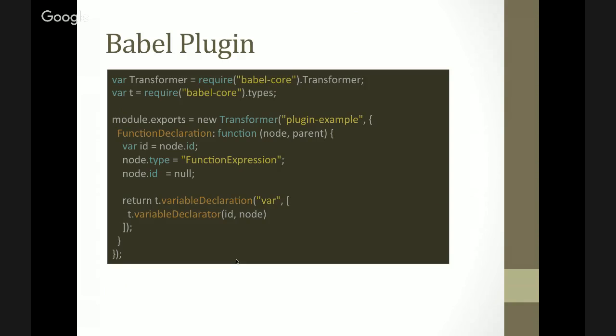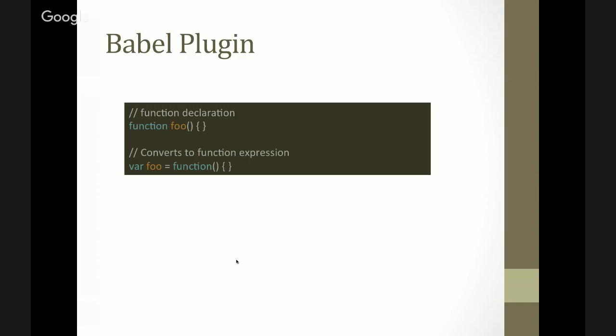If it can't handle it, it'll just ignore it, right? So there we're saying I only worry about function declaration. That's all I care about. And if I find a function declaration while going through this AST, I will first get the ID from it, and then I'll change the type of this node from a function declaration to a function expression, and then I'll null out the ID. And then at the end, I will return this var with a function declaration, and I'll pass in the old ID because I don't want to change that ID. I want to keep everything the same. I just want to change it from a function declaration to an expression with a var. And when you run through that, that's what you get at the end.